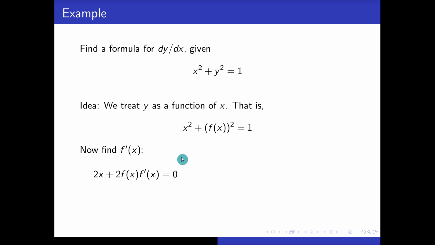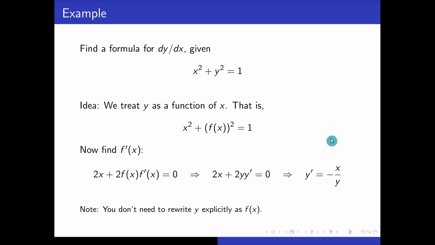But then we wanted to find dy over dx, so we could rewrite this as y prime if you want. And then now we can solve pretty easily. y prime is minus x over y. And so given an expression in x and y, this is a curve, we can now differentiate this by treating y as a function of x, and then using the chain rule where necessary. And then we can solve that for y prime. Very good. So we don't need to rewrite y explicitly as a function of x.